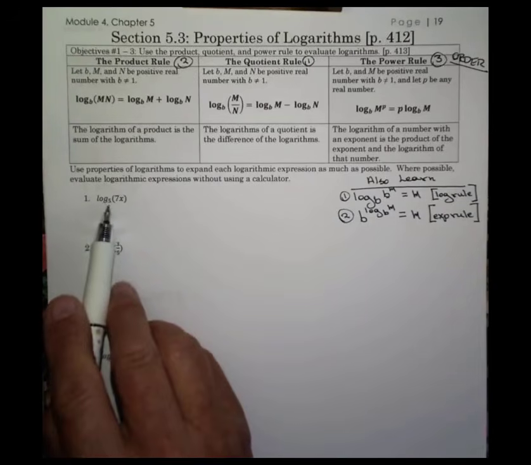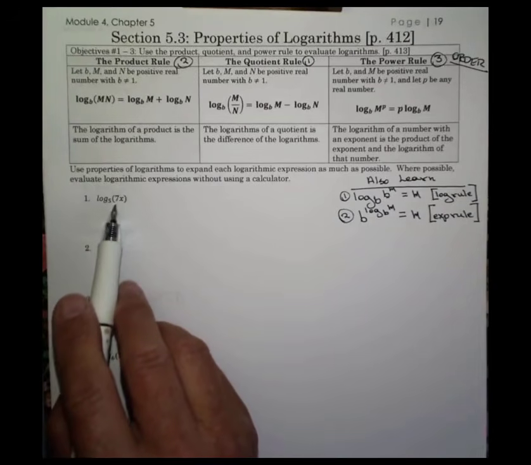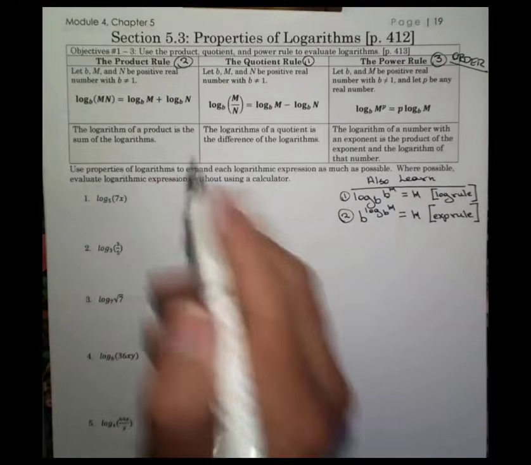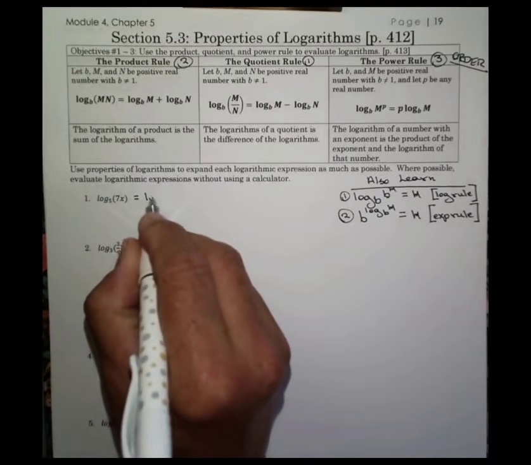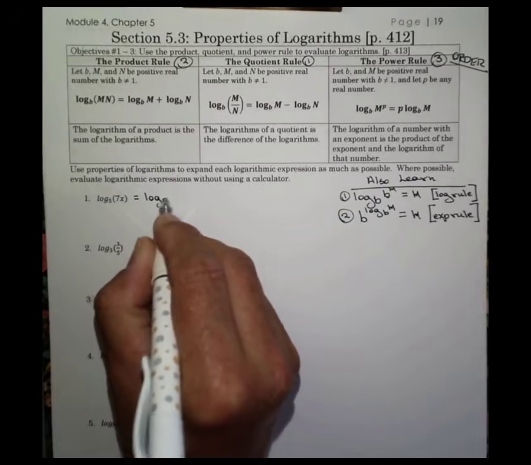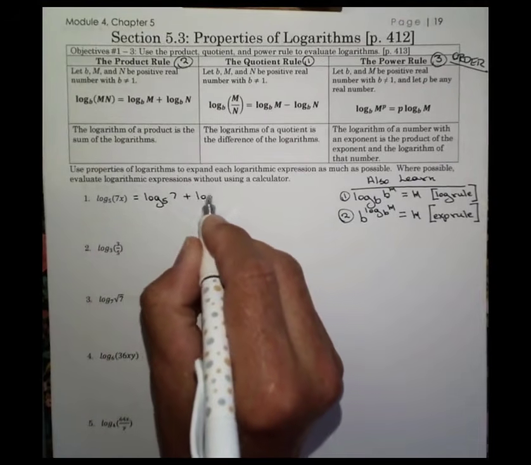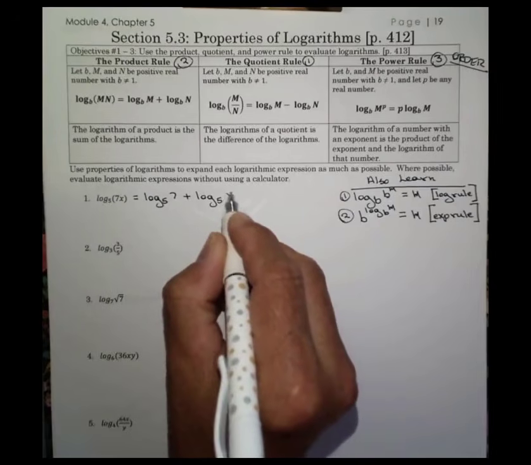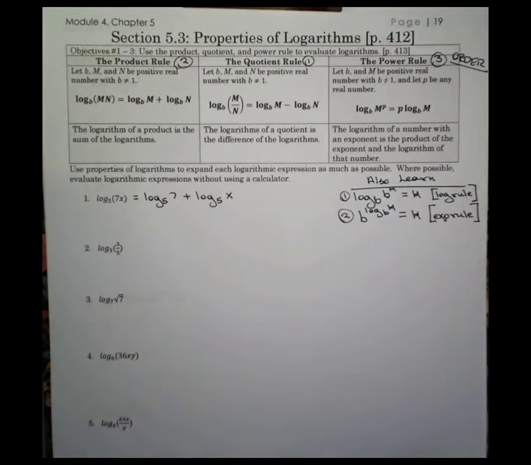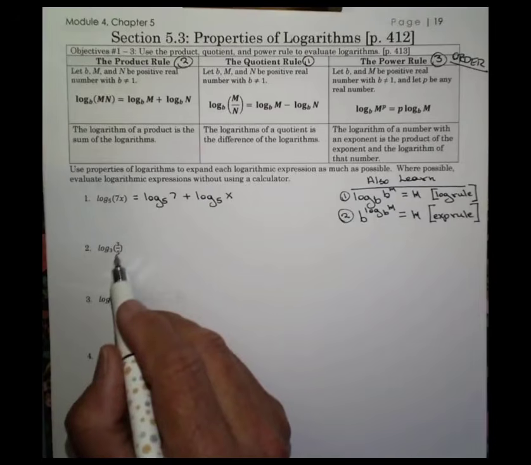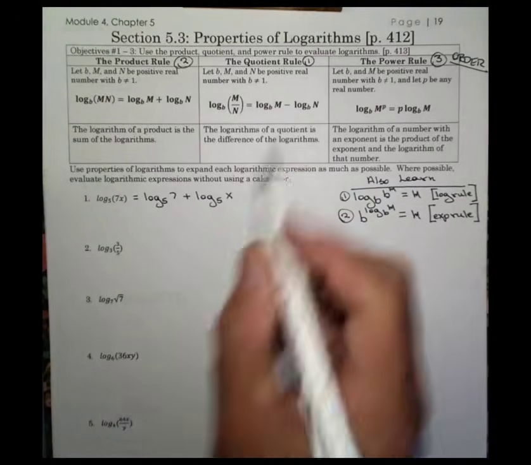We've got a log base 5, and the argument is multiplied. It's 2 terms that are multiplied, 7 times x. So we can separate that out. We can use the product rule to do it. We'll say this is really log base 5 of 7 plus log base 5 of x. And that means, of course, the two of them were multiplied together. Now let's look at the next one. This is really division, isn't it? 3 divided by 5. The argument is division. So we're going to use the quotient rule with this one.